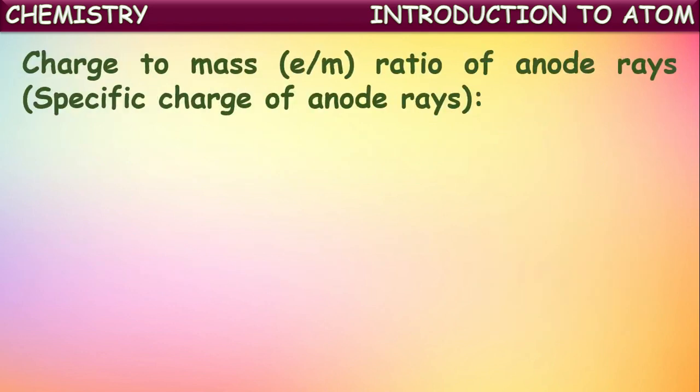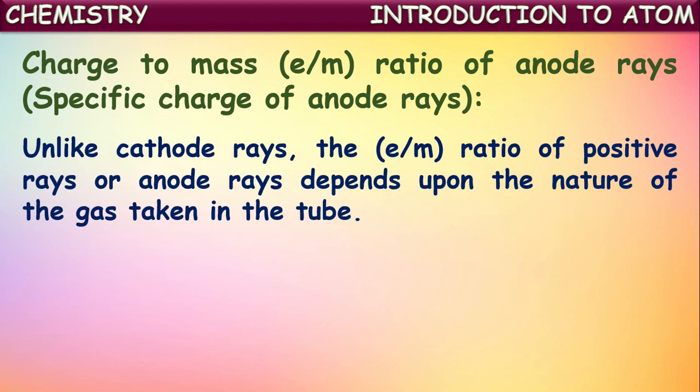Now, the charge to mass ratio of anode rays, which we simply say as the specific charge of anode rays, or the e by m ratio, is also called that. Unlike cathode rays, the e by m ratio of positive rays or anode rays depends upon the nature of the gas taken in the discharge tube. Already we told that the e by m ratio of cathode rays is a constant for all the gases, whatever you take inside the discharge tube.